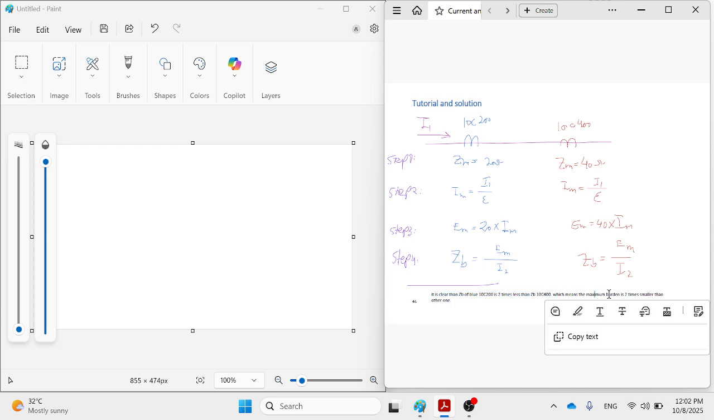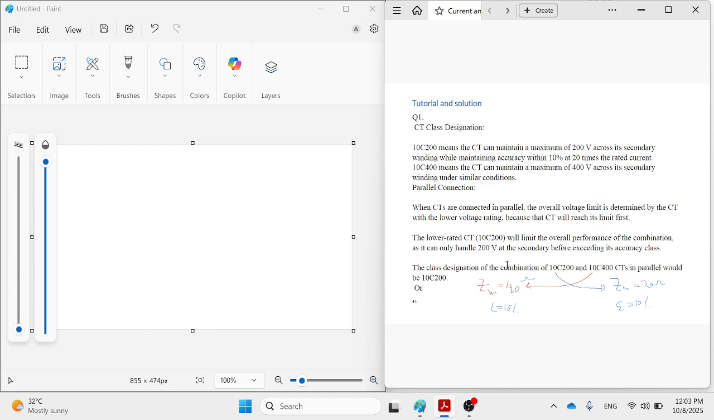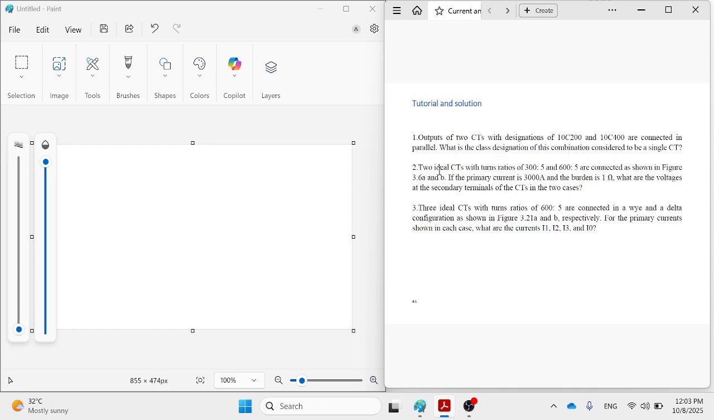It means that the saturation for the blue one is faster than the other one. So we cannot use the parallel set of this one, except if we are sure this blue CT is not going to be saturated. Okay. The other example here is for this one.